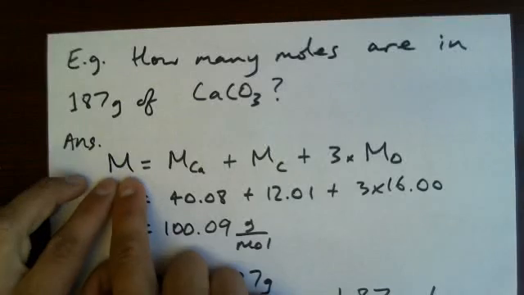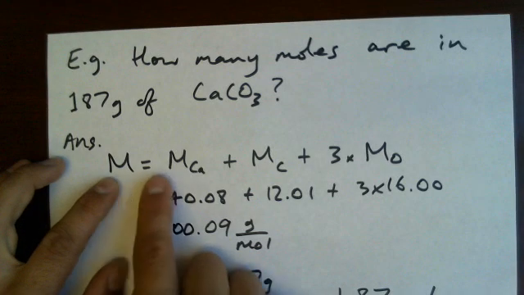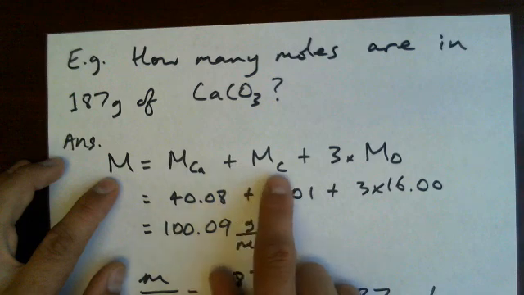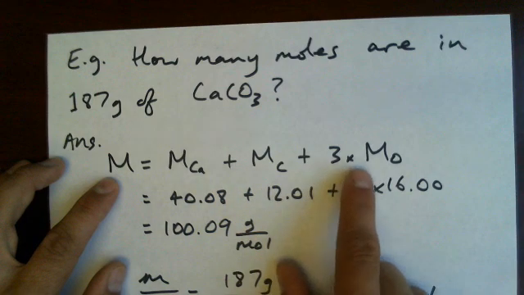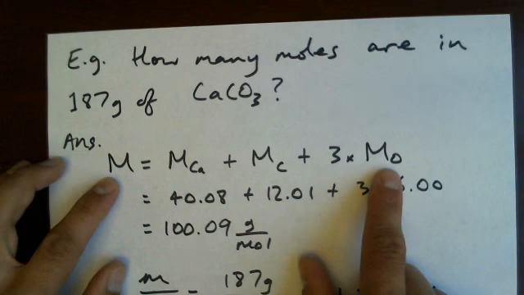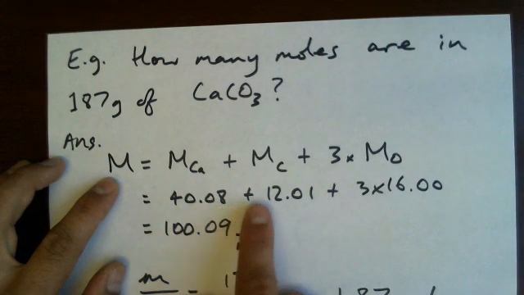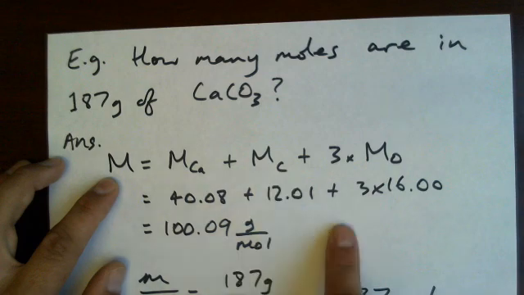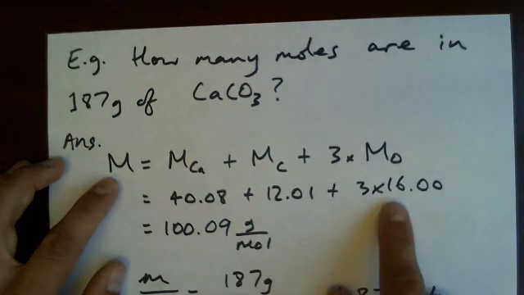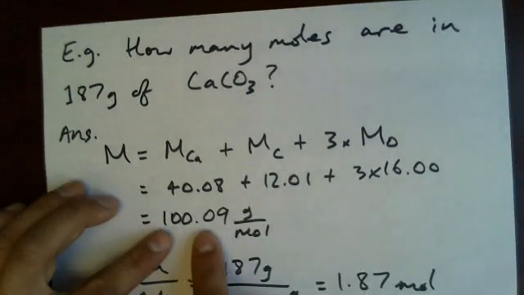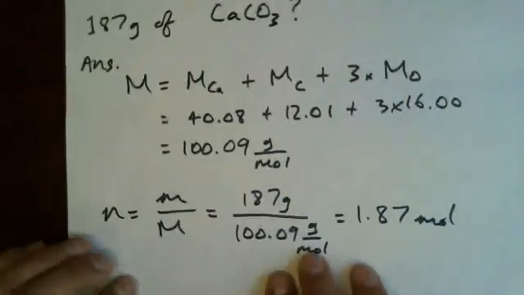So the molar mass in this case, the capital M, is going to be the sum of the molar mass of the calcium, the molar mass of the carbon, plus 3 times the molar mass of the oxygen. From the periodic table we have 40.08 for the calcium, 12.01 for the carbon, and 3 times 16 for the oxygen. So that gives a total of 100.09 grams per mole.